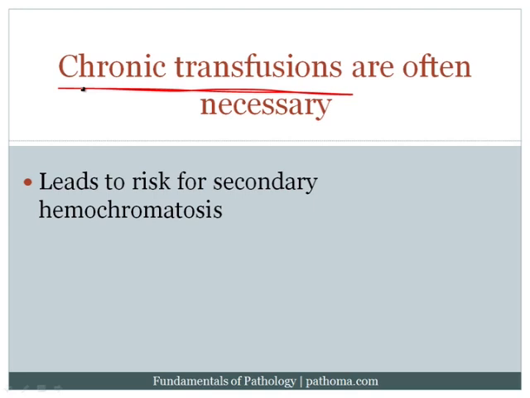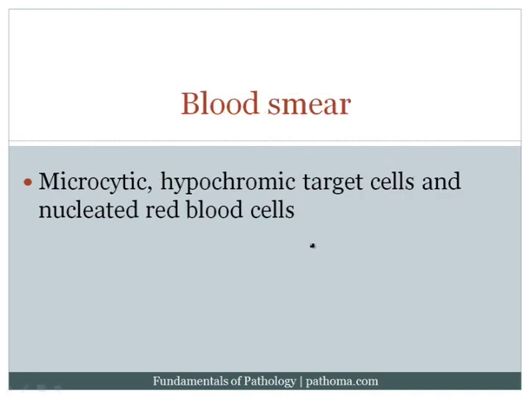And as iron begins to build up within the tissues, eventually the complication of having excess iron in tissues is called hemochromatosis. And that's a disease we'll talk about later in the liver lectures. However, at this point, you should recognize that it's secondary due to chronic transfusions. On blood smear, these patients will have a microcytic hypochromic anemia with target cells, and I've already explained that. At the same time, there will be some nucleated red blood cells.